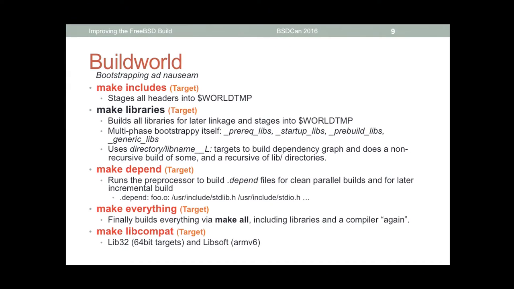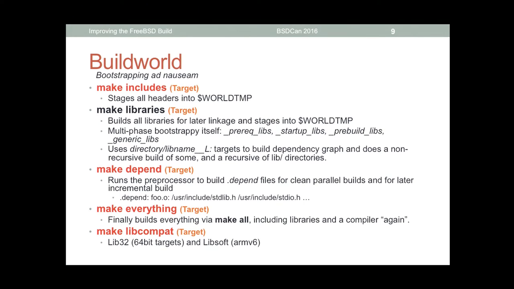And then finally, for x86, PowerPC, and ARMv6, there's a libcompat phase. It's actually lib32 on PowerPC and x86, and libsoft on ARM. And this is just building compatibility libraries. It's going and building all of the libraries targeting the 32-bit version of that platform or the soft float version of that platform.